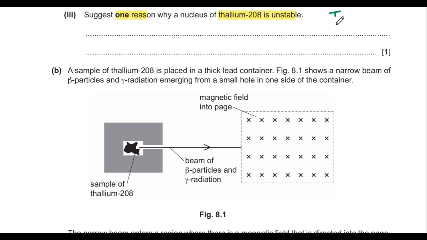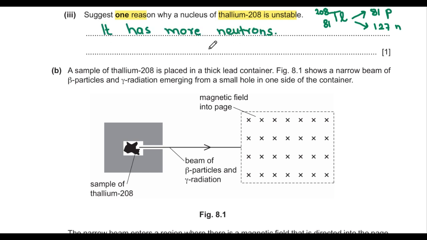So if we see the atomic structure of thallium, over here we write number of protons and over here we write mass number. That means this atom has 81 protons and 208 subtracted 81 is 127, which is the number of neutrons present in it. So this thallium surely has more neutrons, that is making it unstable.